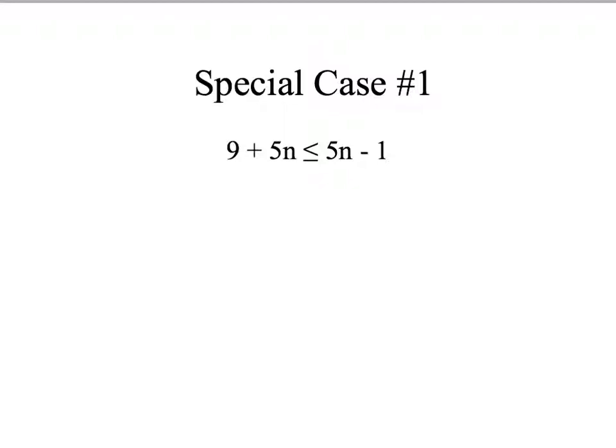Now I want to take a look at special case number 1. I know I skipped a couple, but that's okay. So if I look at this one and I draw in my sides, I have 5n and 5n on both sides. That means they're just going to cancel out. So I'm left with 9 is less than or equal to negative 1.